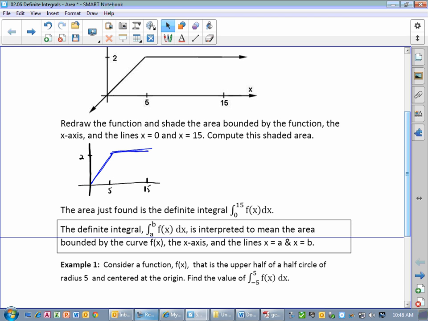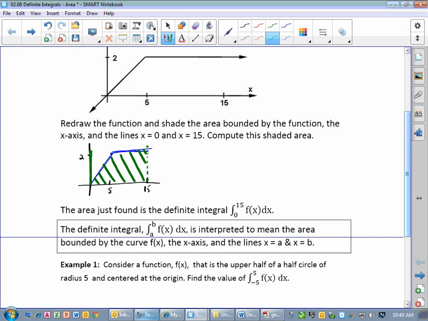It says shade the area bounded by the function. So bounded by, like your backyard is bounded by your fence. Okay, so it means surrounded by. So it's bounded by the function above, the x-axis below, the lines x equals 0 and the line x equals 15. So x equals 0 is a vertical line, and x equals 15 is a vertical line. Okay, so bounded above by the curve. Now notice on the left, it's not really bounded by x equals 0 except for right at this point, right? And then it's right here. So we shade in this area.